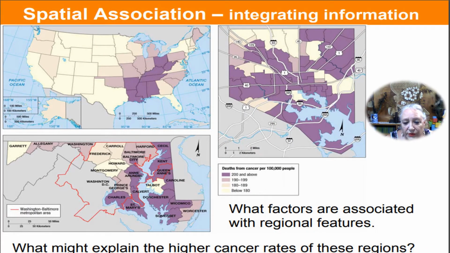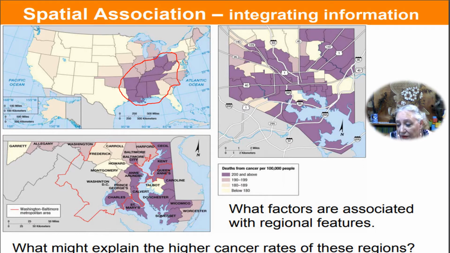What factors are associated with regional features? Let's take a look at these maps. These maps are deaths from cancer per 100,000 people. The first one, let's take a look up here at this area. This is a very high density area of cancer. There are 200,000 or above people in this area that develop cancer and die from it, okay? Not just develop it, but they also die from it. So if you're looking at that, don't look at anything else. Just look at that and see if you can come up with some ideas about why they might be dying in this specific area from cancer.